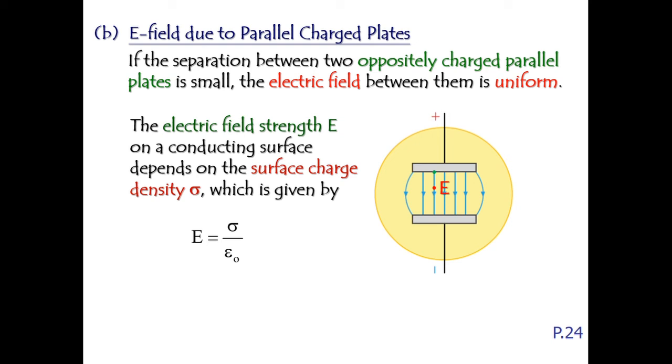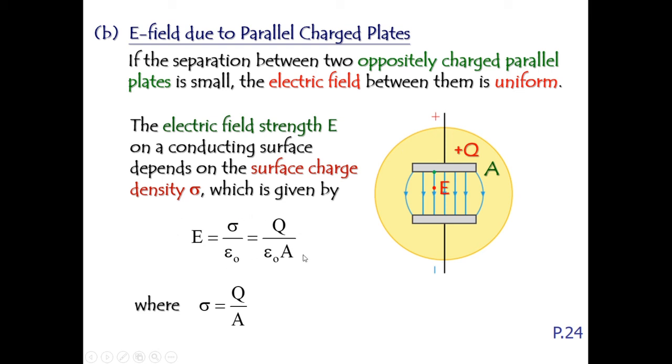Do you still remember what sigma represents? Yeah, if the plate is of area A and charge Q is distributed over the surface, sigma represents the surface charge density, or the quantity of charge divided by its surface area. So, the electric field at this point, the green point, can be expressed by this expression.